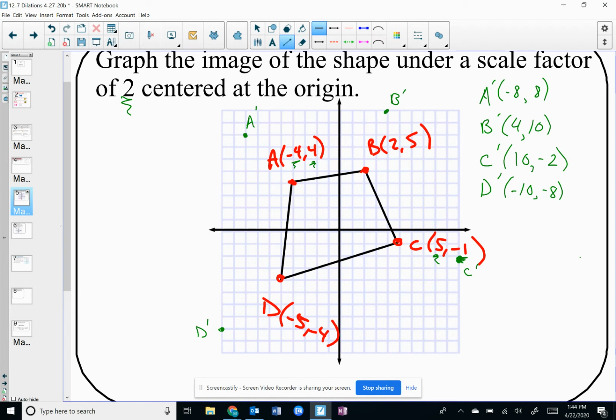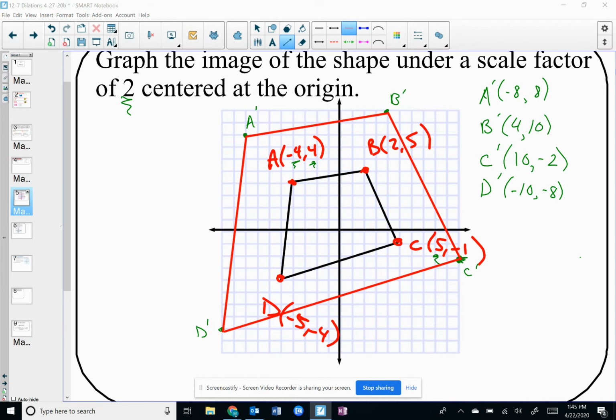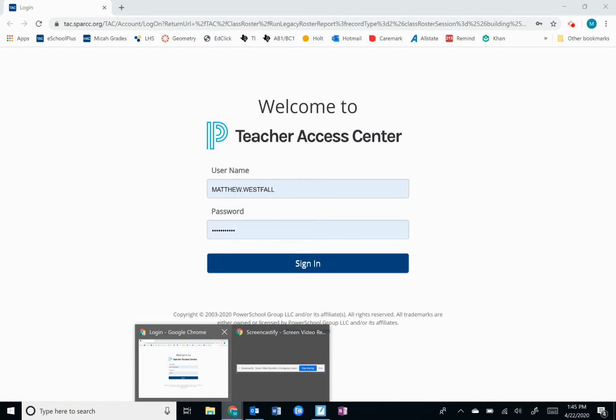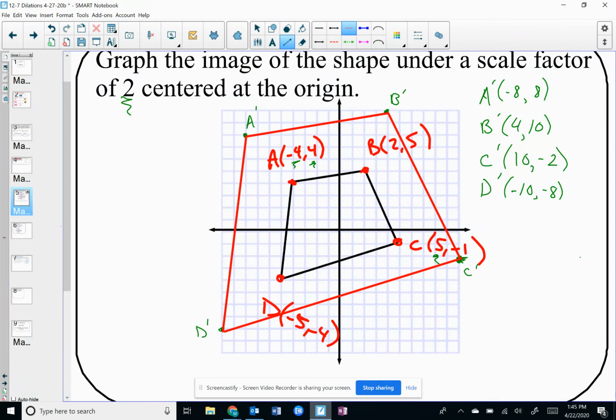And so when we connect that, make sure in your homework you're drawing the pre-image and the image. So A prime to B prime, down to C prime, and then C prime down to D prime and then back up. Again, what you'll notice is every single one of the points has been stretched away from the origin by a certain amount. And so A prime is now at -8, 8, and you'll notice its distance from the origin has just stretched out.